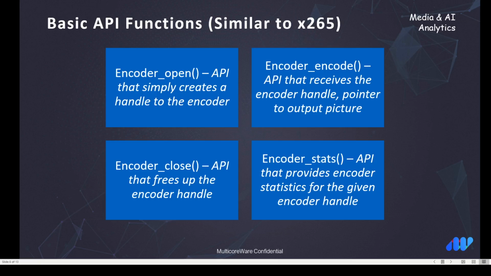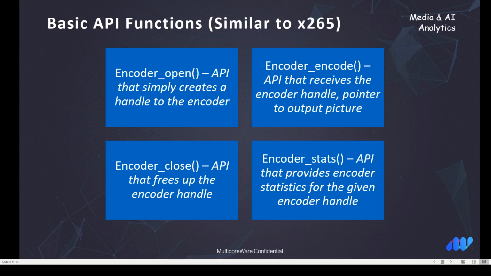The architecture of X266 is similar to X265's architecture. Some of the basic API functions in X266 are listed down here. The encoder open API, as the name suggests, it simply creates a handle to the encoder and sends it out to the application.